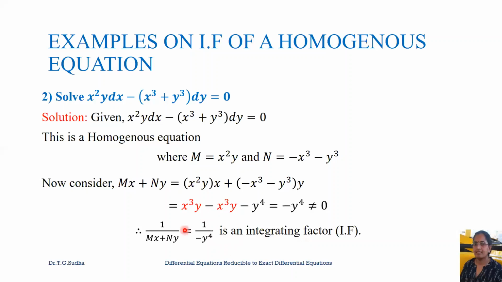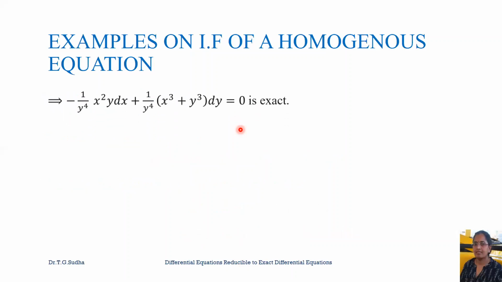So you take this integrating factor and multiply the given differential equation by it so that the equation becomes an exact differential equation. So let us multiply now. When we multiply by minus 1 by y to the power of 4, we get minus 1/y⁴ into x²y dx plus, minus of minus becomes plus here, 1/y⁴ into (x³ + y³) dy equal to 0, and this becomes an exact differential equation.